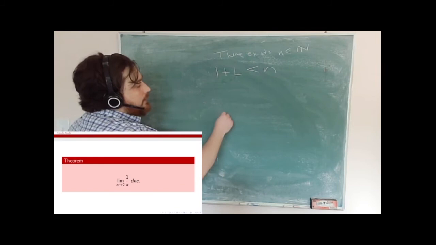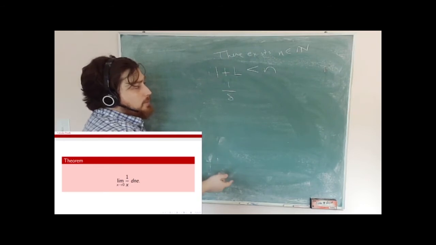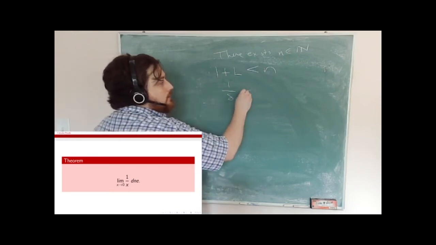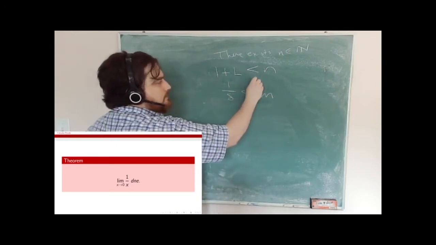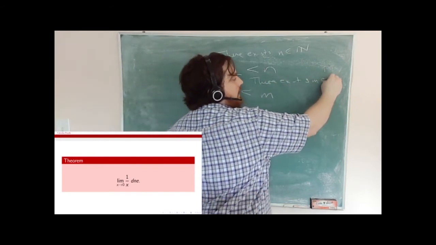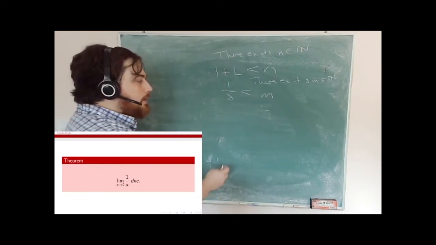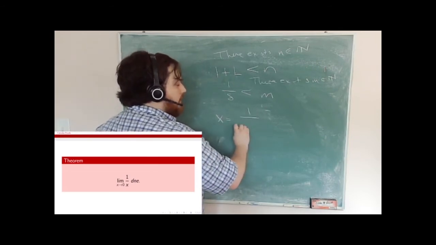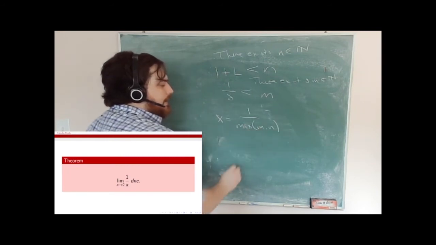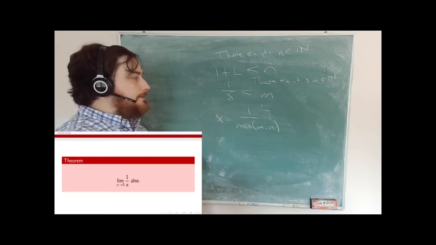Now also, if I take delta, notice that delta is non-zero, and is actually positive, so 1 over delta is a positive number. Therefore, it's a real number, so there exists an m in the set of natural numbers such that 1 over delta is less than m. Right, then what I'm going to do is define x, and I'm going to let x be 1 over the maximum of m and n. So I'm going to take 1 over the maximum of m and n.